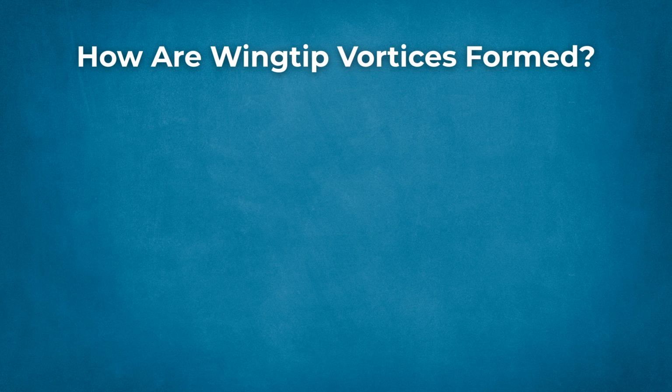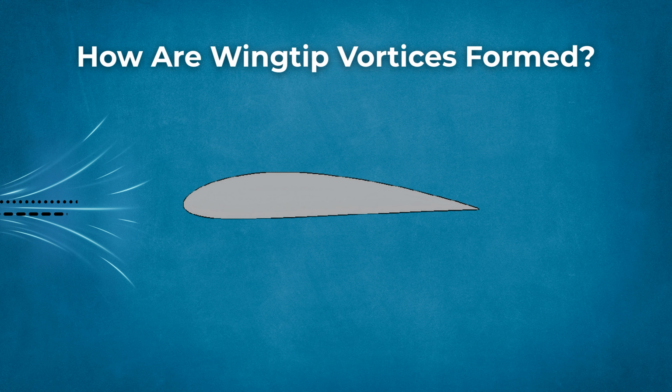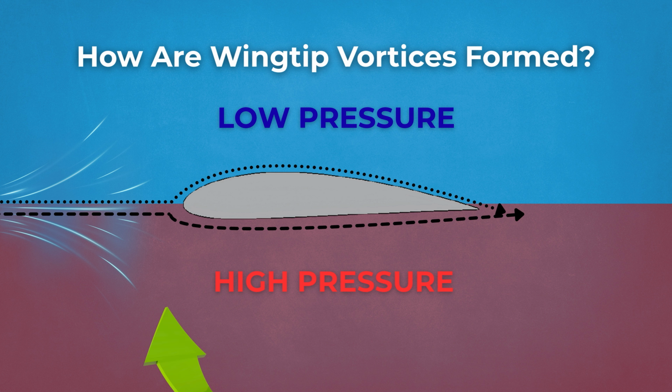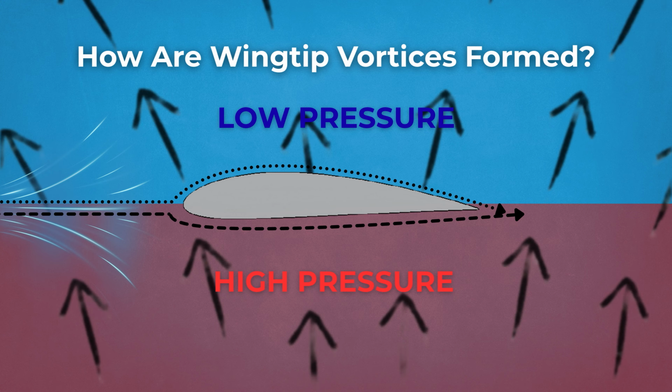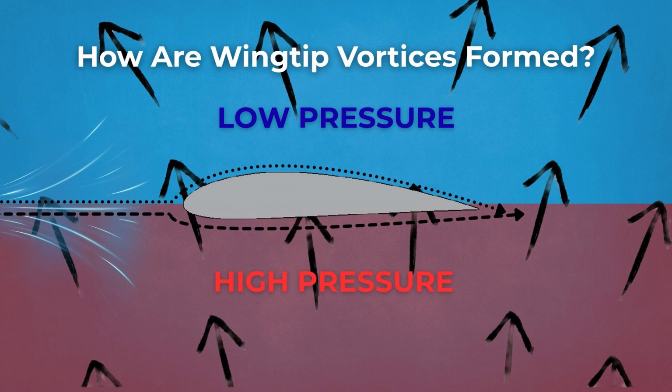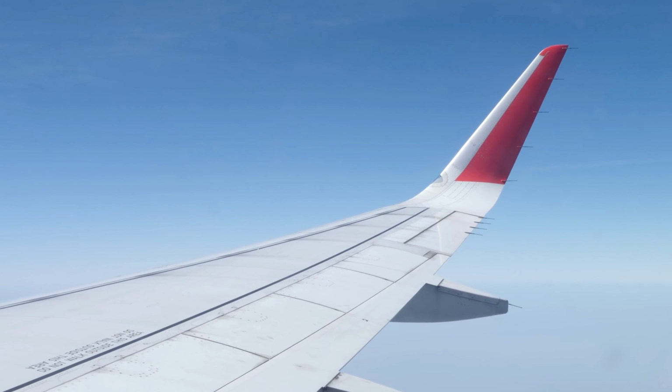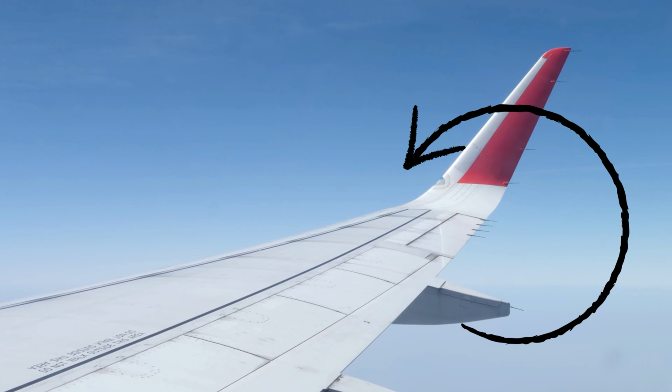How are wingtip vortices formed? When air flows over the aircraft wing, the shape of the airfoil creates low pressure above the wing and relatively higher pressure below the wing. The pressure differential results in a net force on the wing pushing it in the upward direction. This is called lift. Air always flows from a region of high pressure to a region of low pressure.